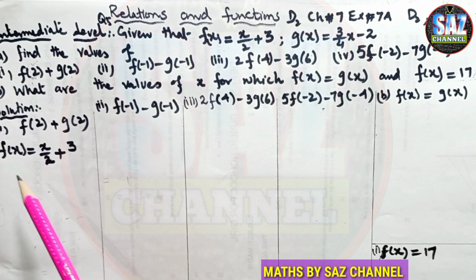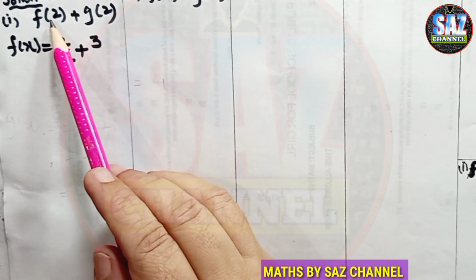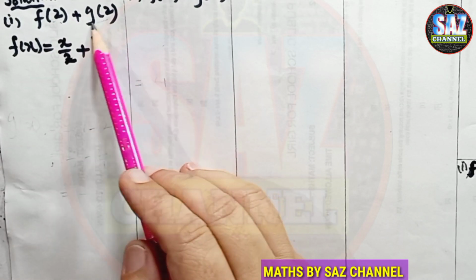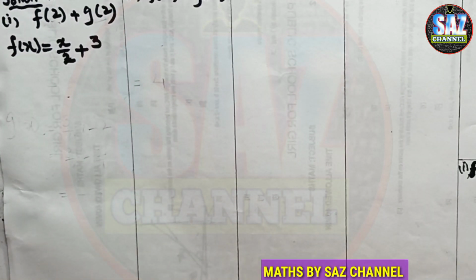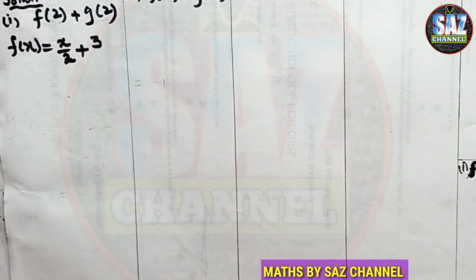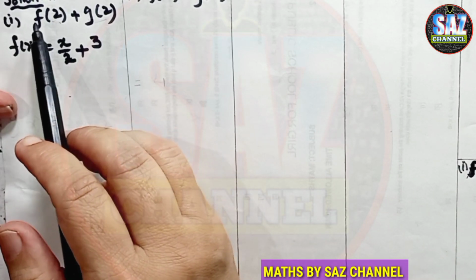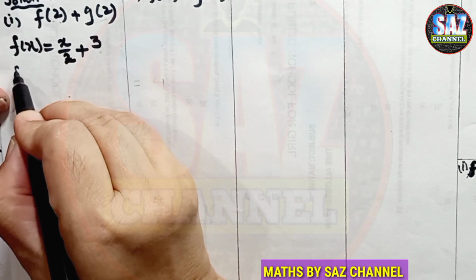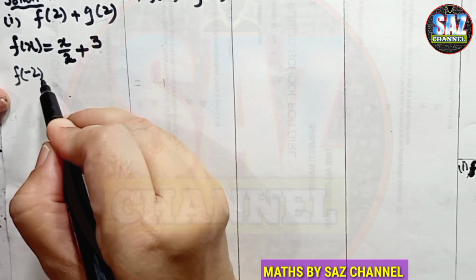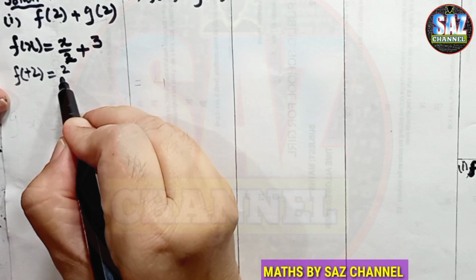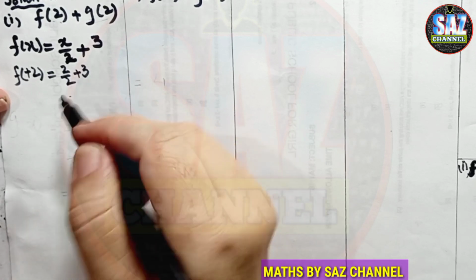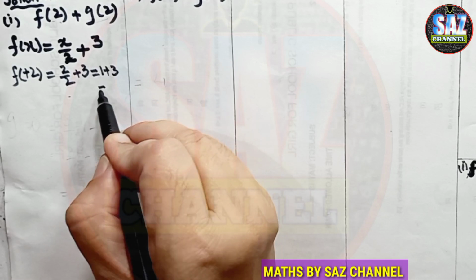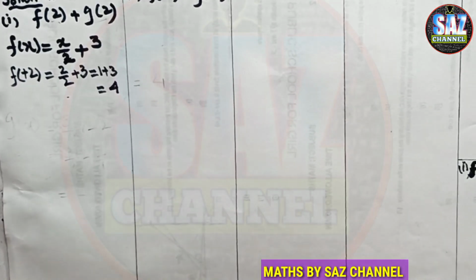Let's move to the first part of the question. First part is that we have to evaluate the value of f of 2 plus g of 2. The question contains two different functions, so solve it carefully. First of all, I have to evaluate the function f of 2, which means I take the function f of x and put x equals 2. My function will take the form f of 2 equals 2 by 2 plus 3, and 2 by 2 is 1, and 1 plus 3 will give me 4.